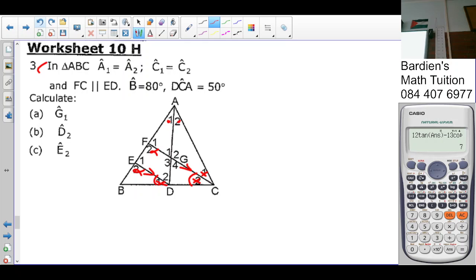Then we are told that angle B is 80 degrees, and angle DCA, this angle here, is 50 degrees. Okay? They want you to calculate G1, which is this angle here.